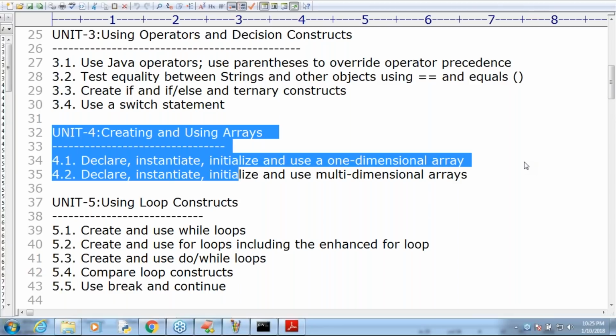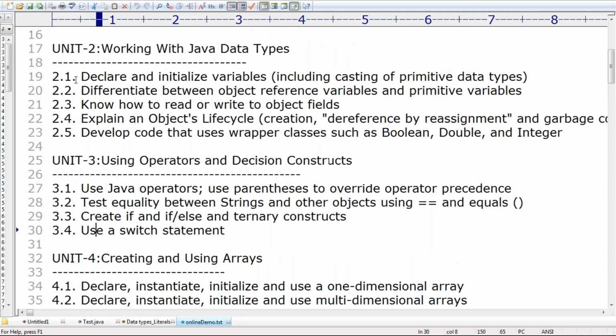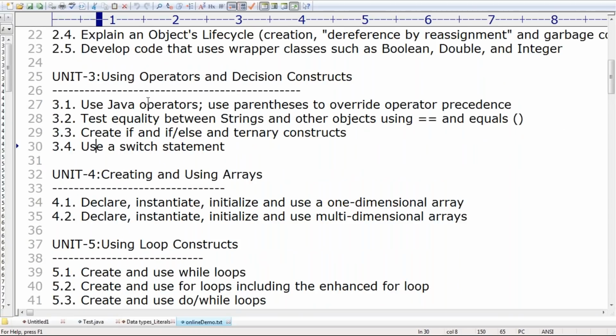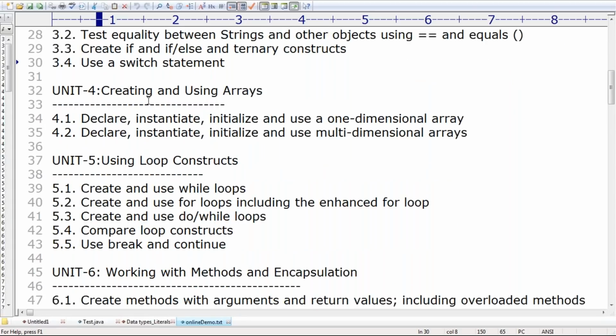Today's topic is the arrays concept. The arrays concept is very, very easy. Don't worry about that. Some people are asking, Shubham, about the switch statement. Don't worry, sir, I'm not following this order. I'm keeping this order for easy understanding. At last, you need to cross-check whether all the things are covered or not.